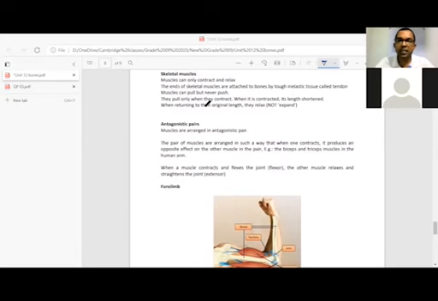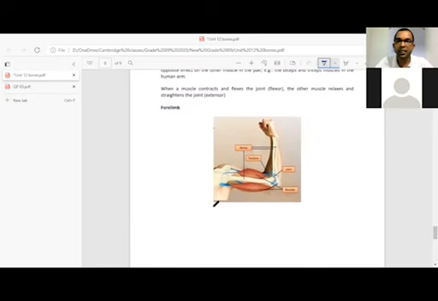An example is the bicep and the tricep muscle. Here these two muscles are there. This is our bicep muscle, and this is the tricep muscle. You can see the bicep muscle is attached to the bones via tendons, and the tricep muscle is also attached to the bones via tendons. So these two muscles are antagonistic.